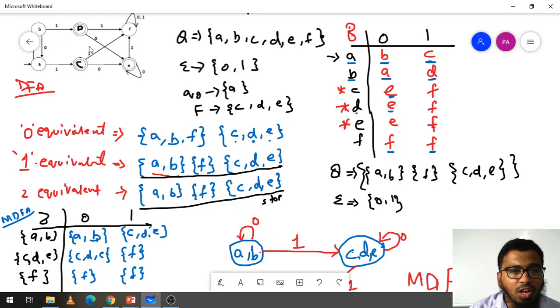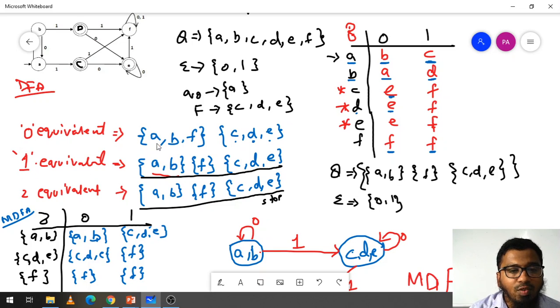First we need to take the normal state and final state. Here normal state is A, B and F. We make it in one set. C, D, E is the final state and we make it in another set. Okay. Next one is the one equivalent.